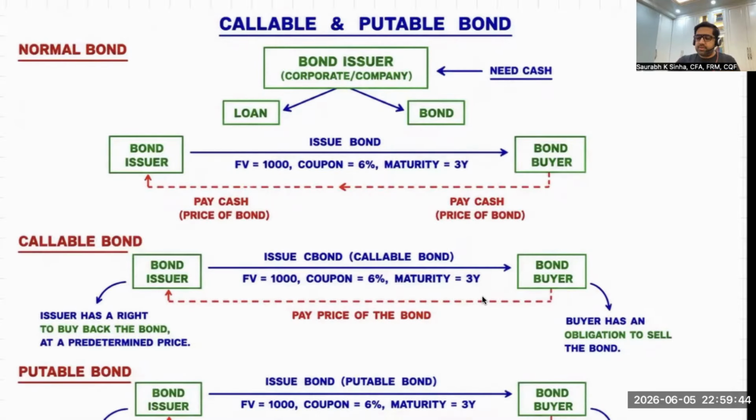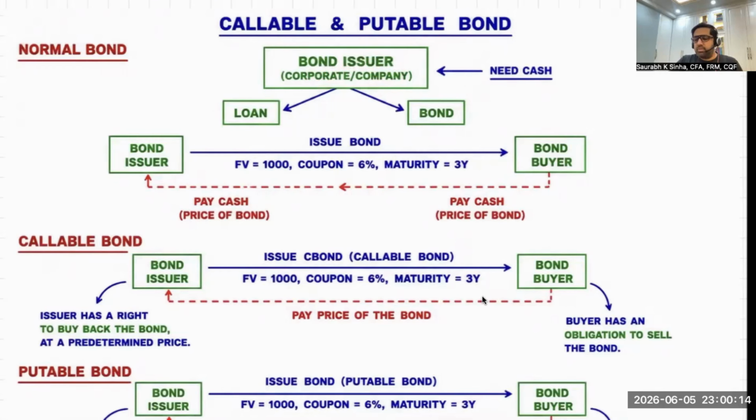Okay. First of all, let's try to understand what is a normal bond. With the help of a normal bond, we'll contrast and understand what is a callable bond and what is a puttable bond. First of all, let's answer this question: why does any organization or any bond issuer issue the bond?